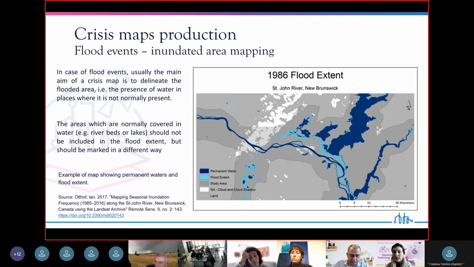Again, as we have seen, detecting the water in the pre-event image or post-event image could be not so easy. We need to take advantage of semi-automatic processing in order to help the interpreter to correctly map what is visible.